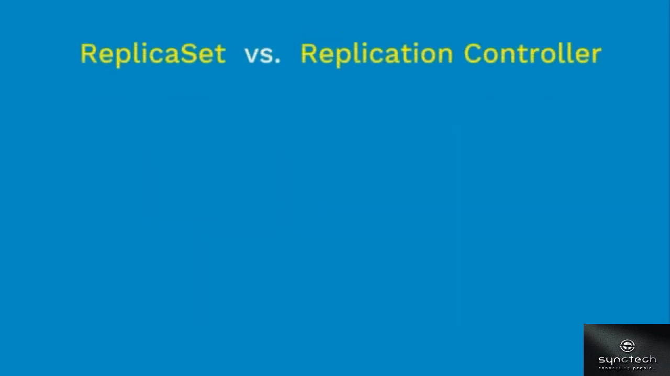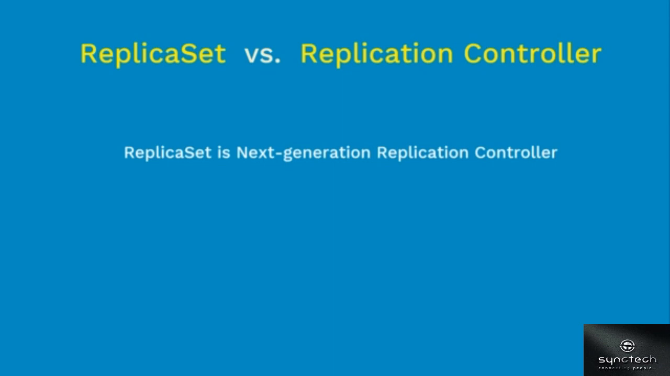So, what is the difference between a ReplicationController and a ReplicaSet? ReplicaSet is the next generation of ReplicationController. ReplicationController and a ReplicaSet both serve the same purpose. It is just older versus newer version. Everything we discussed in the ReplicationController still applies to the ReplicaSet.